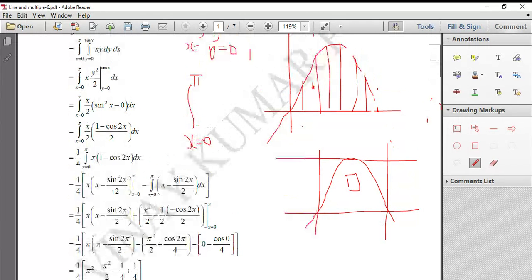Then what is the limit for y? That is the question. Anyhow, from here to here, our y will be 0. So I can choose the y is equal to 0 line.